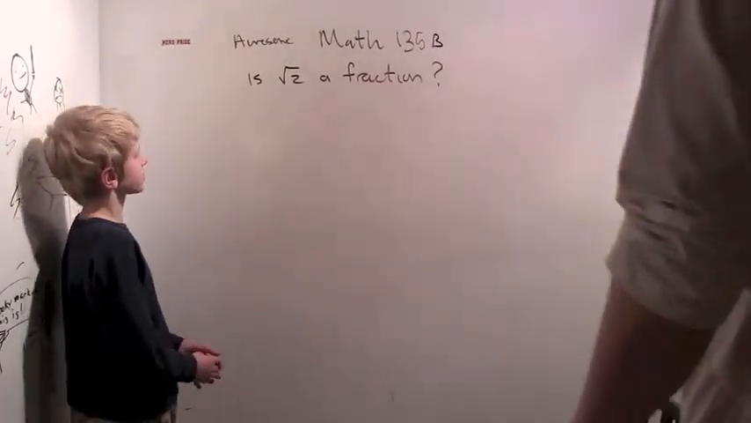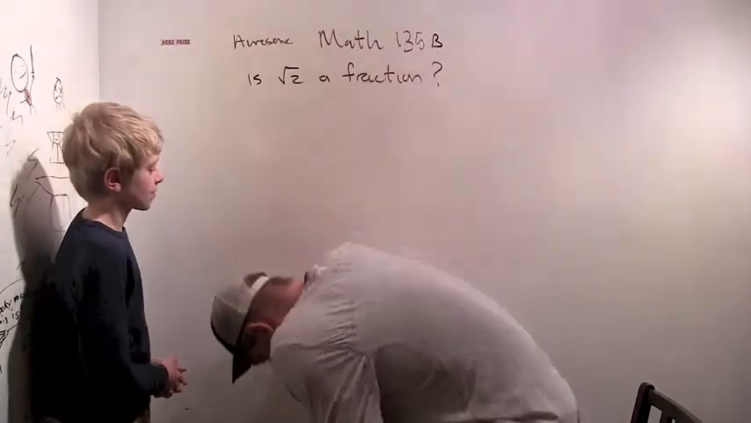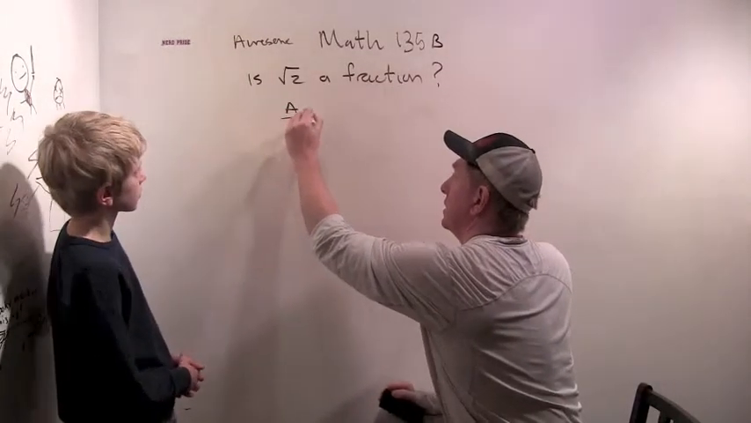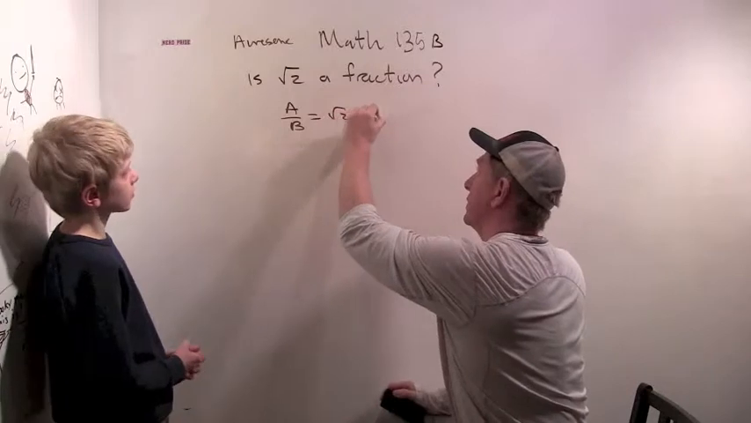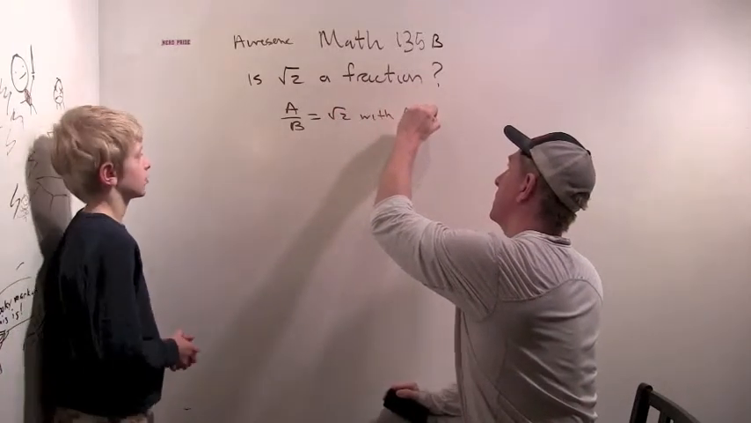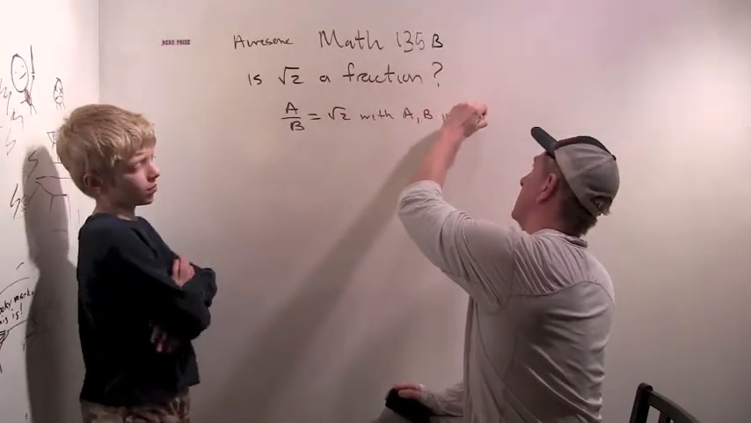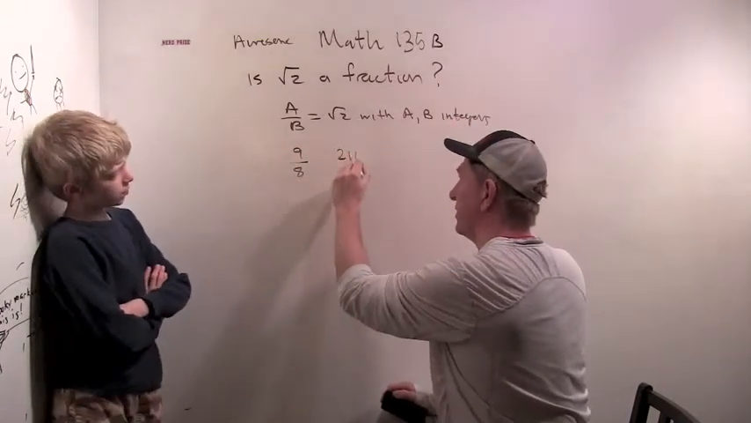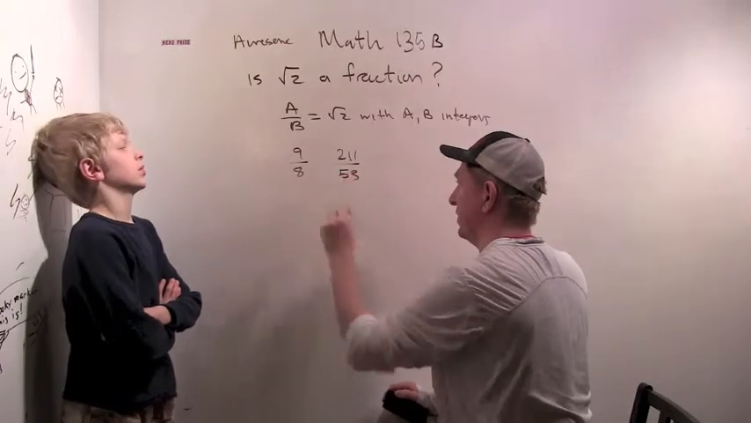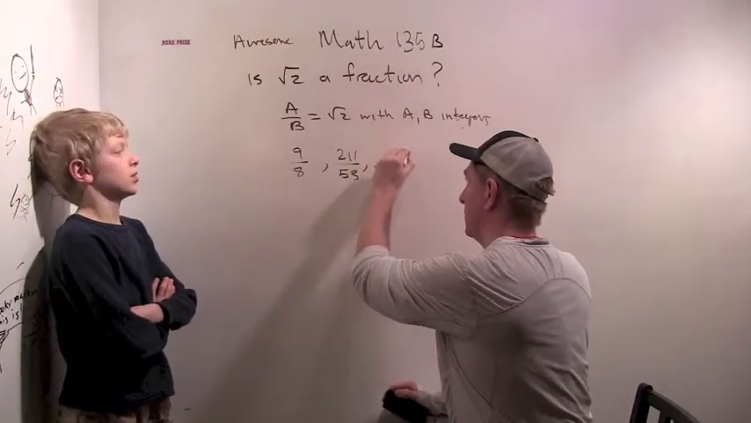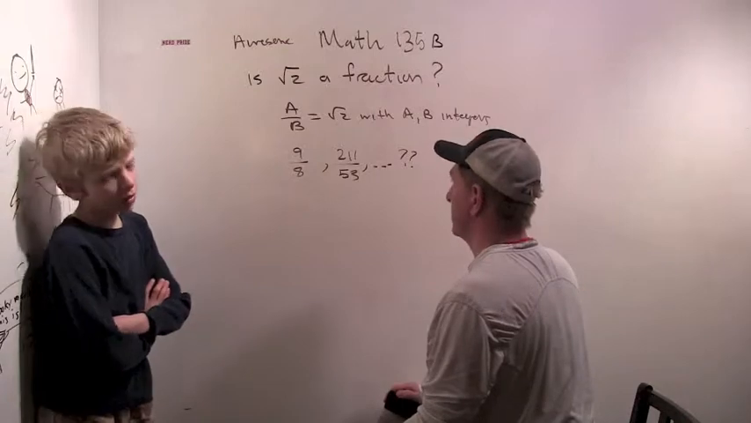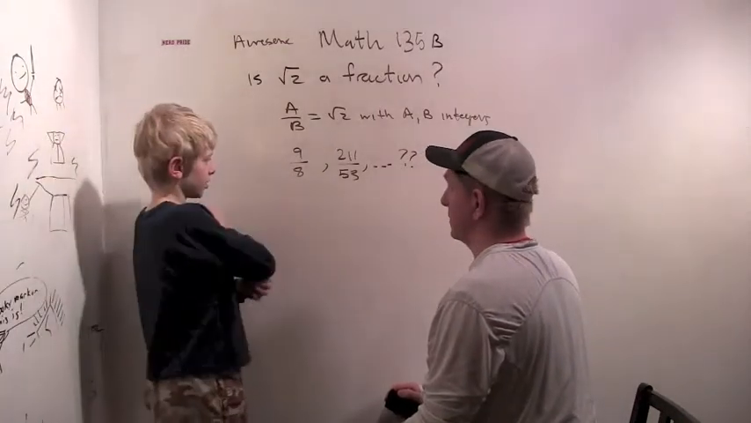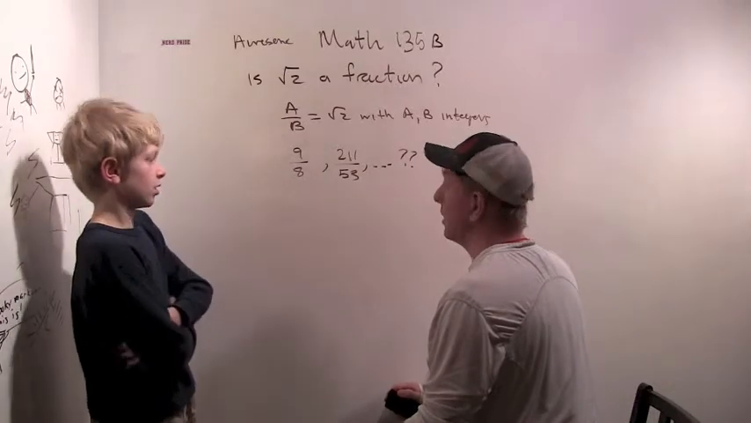Okay, so is the square root of 2 a fraction, or a rational number? So is it a over b equals the square root of 2, with a and b integers? Is it 9/8 or 211 over 53 or something like that? Well, what we could try to do, well, we did the continued fraction for it.